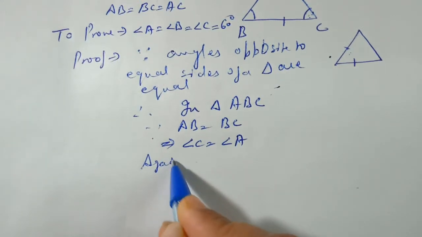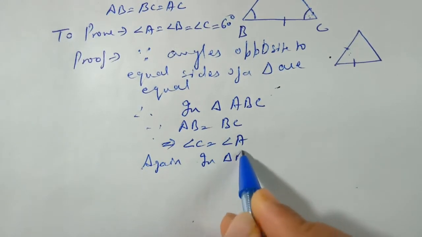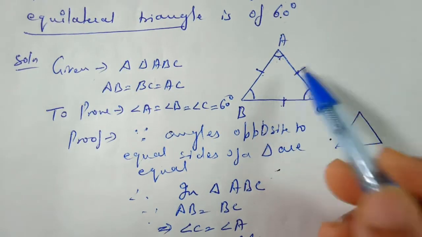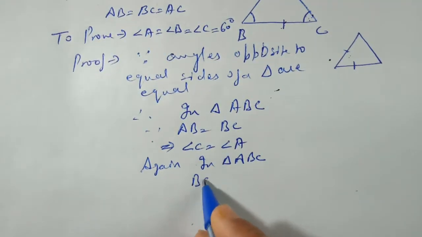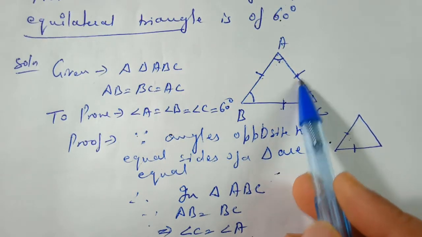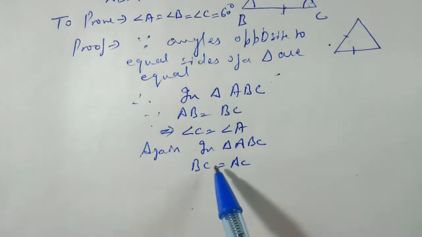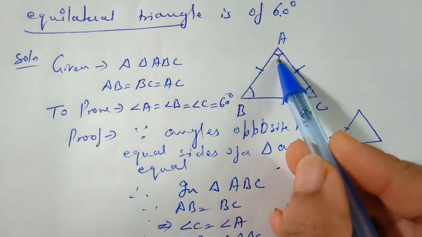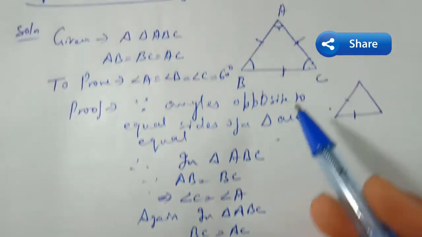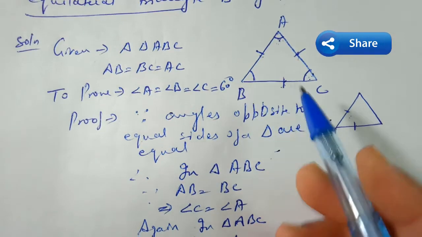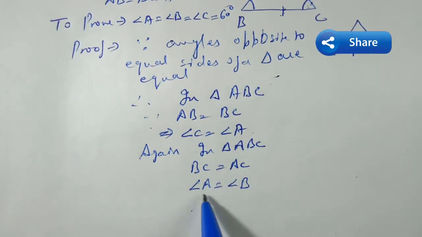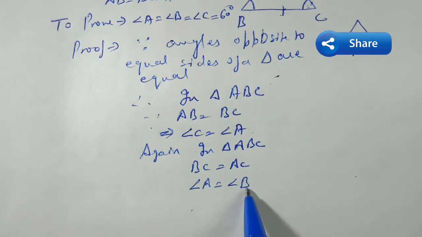Again, in triangle ABC, now we are going to take the next two sides. BC is equal to AC. First we have taken these two sides, then we are going to take these two sides. So the angle opposite to BC is angle A. So angle A equal to, and the angle opposite to AC is angle B. So we get angle C equal to angle A and angle A equal to angle B.